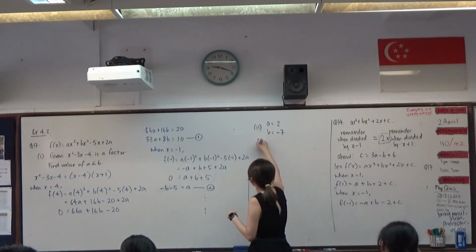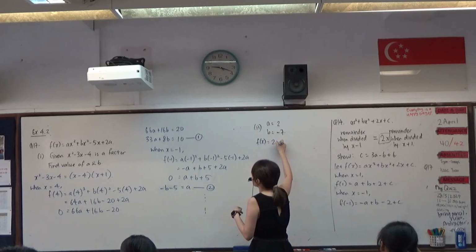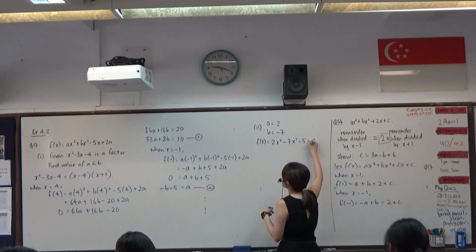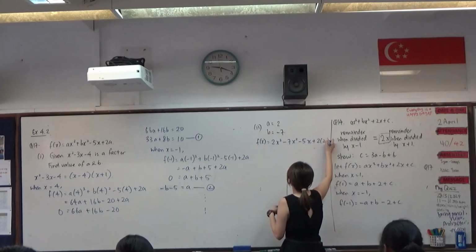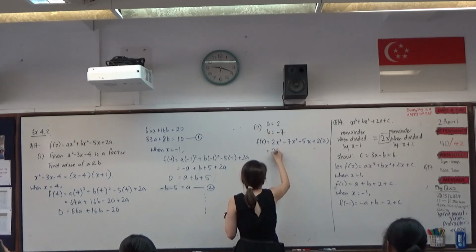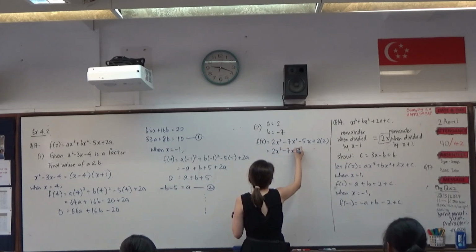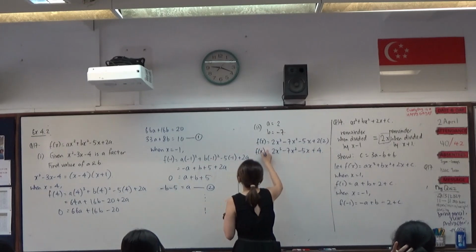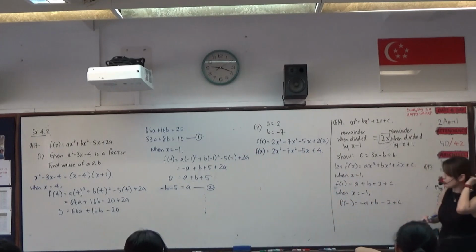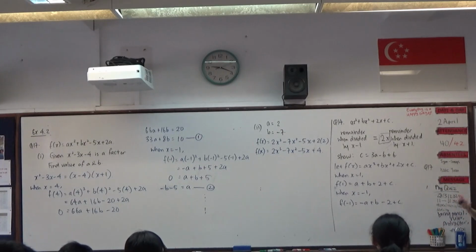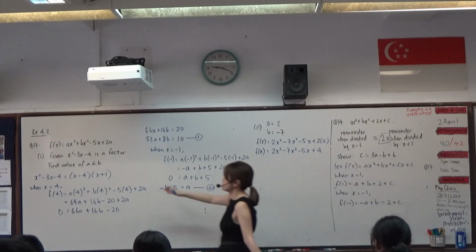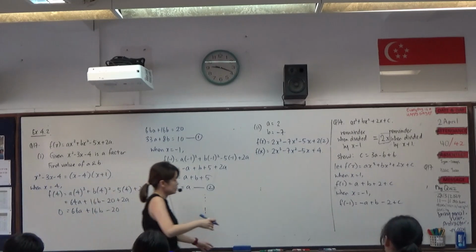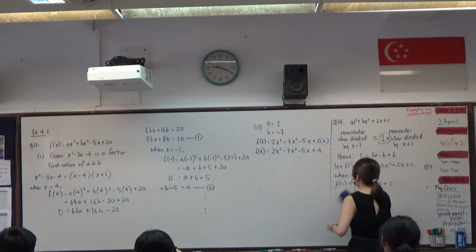That means our f(x) is 2x cubed minus 7x squared minus 5x plus 2 times 2, so that will be 4. So I'll simplify this. This is my f(x). To factorize it, we actually already know one of the factors, x squared minus 3x minus 4. So what you have to do is long division.